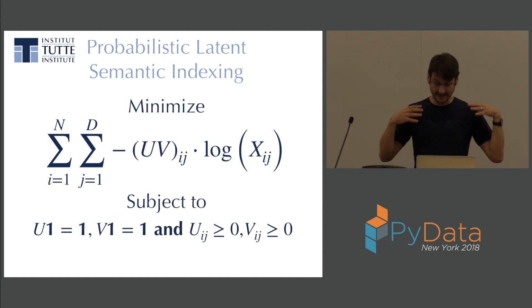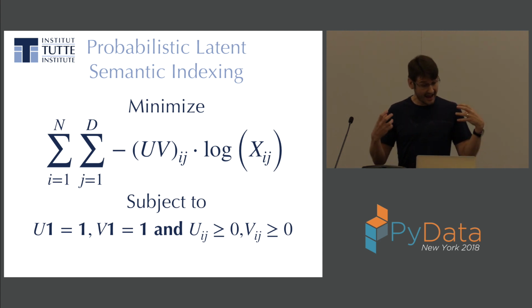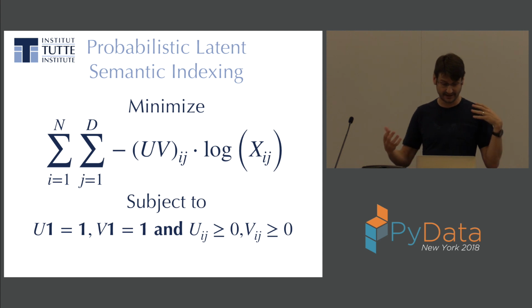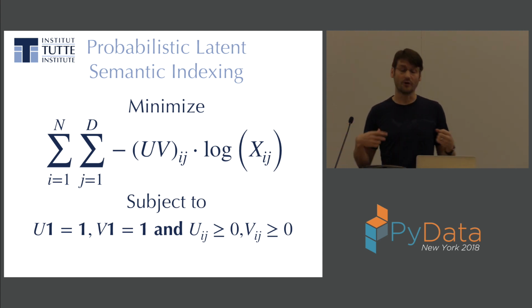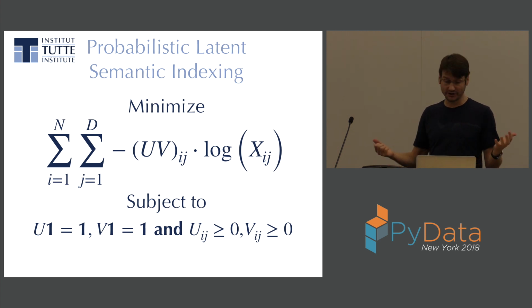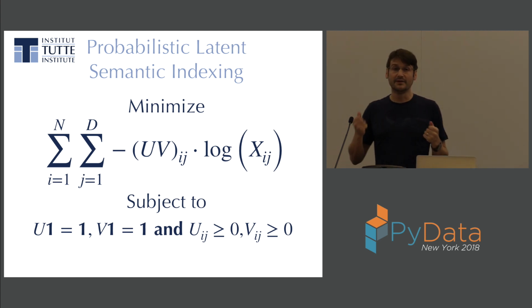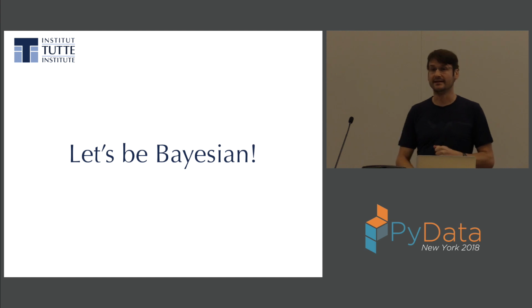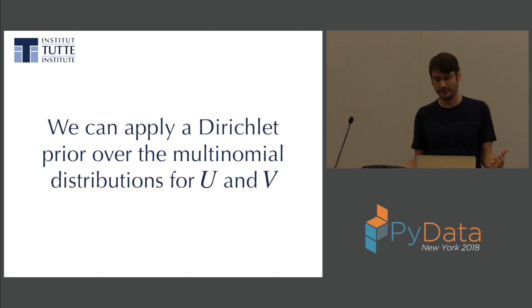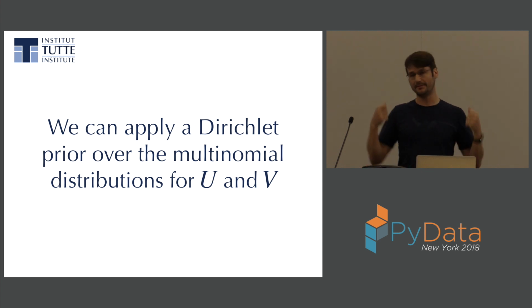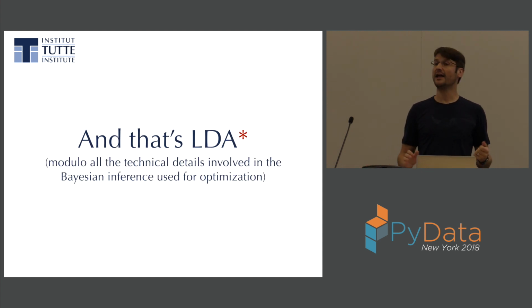Okay, that's great and powerful, and it has all that interpretability. Vectors of probabilities of archetypes, and each archetype is a vector of probabilities of features. That's pretty cool, but we can be even more hip and trendy. Let's be Bayesian, and we can apply a Dirichlet prior over the multinomial distributions for u and v and just take a step back. Okay, and that's LDA.